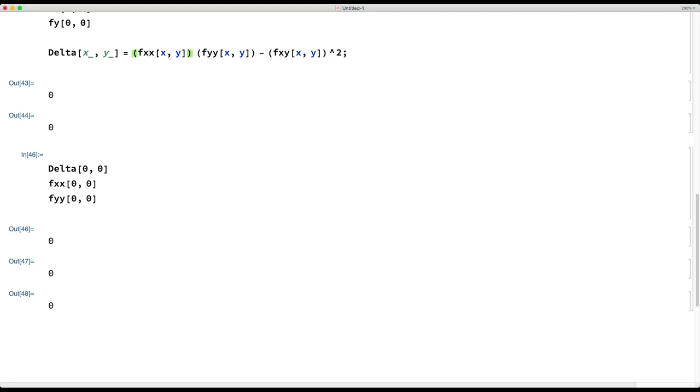So delta positive by itself doesn't tell you anything. Delta positive tells you it might be a max or it might be a min. But what do you have to check? Yeah, the two concavities. And they have to both be of the same sign, either both plus or both minus. If the delta quantity is negative, then you have a saddle point. And if it's zero, then it's inconclusive. Does that kind of make sense?